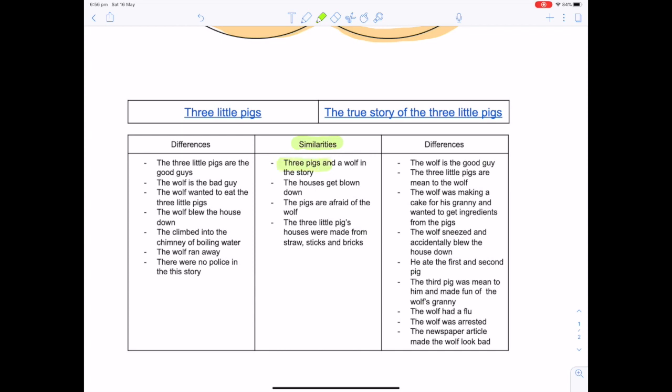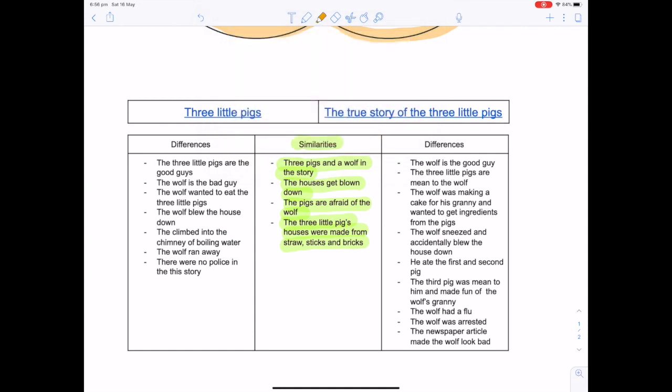Well, there were 3 pigs and a wolf in the story. The houses got blown down. The pigs were afraid of the wolf, and the 3 little pigs' houses were made from straw, sticks, and bricks. So there are similarities between the two stories. Now let's look at the differences between the two stories.